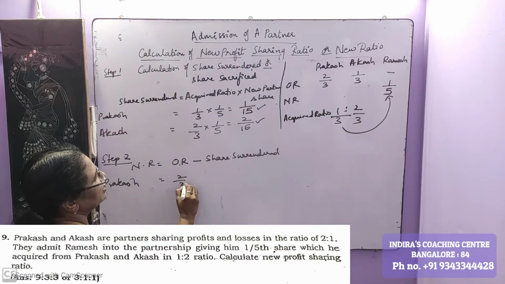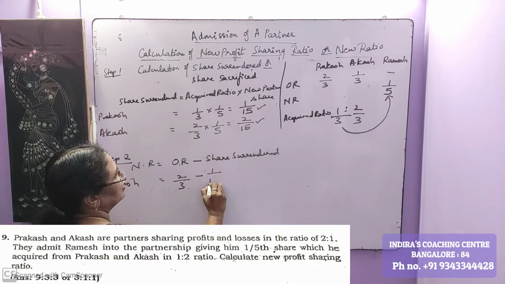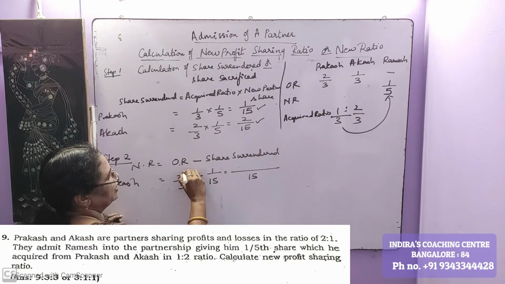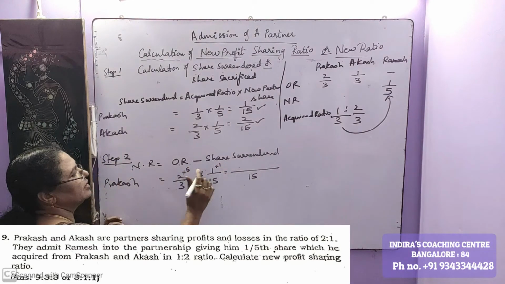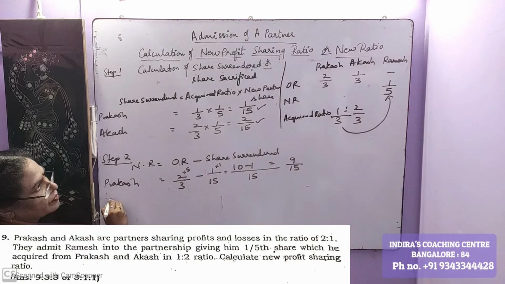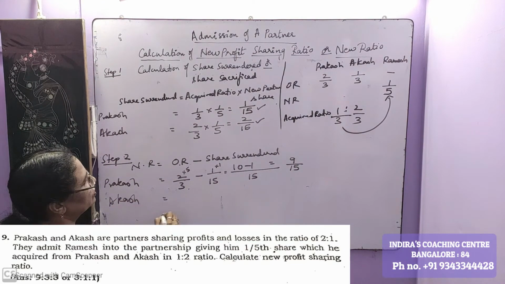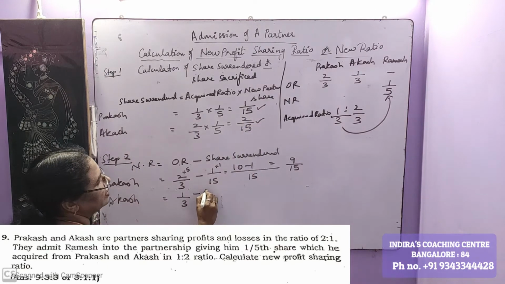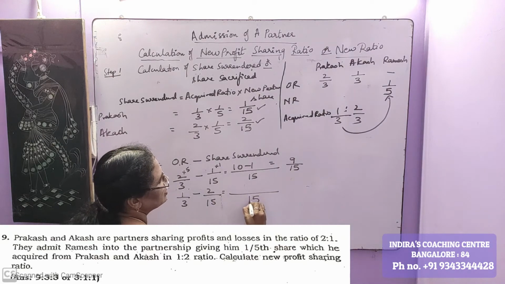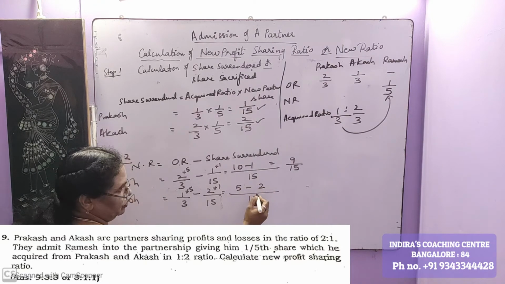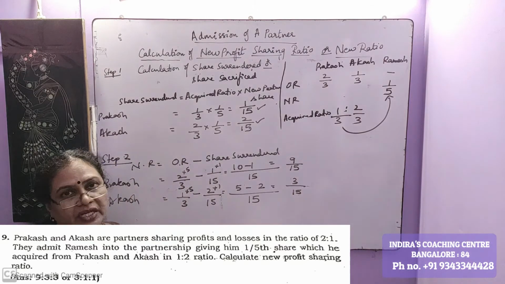Prakash's old ratio is 2 by 3 minus share surrendered 1 by 15. LCM will be 15. 3 5s are 15, 15 1s are 15. You get it as 9 by 15. Akash is equal to his old ratio 1 by 3 minus 2 by 15. LCM is 15, into 5 into 1. 5 minus 2, 3 by 15.